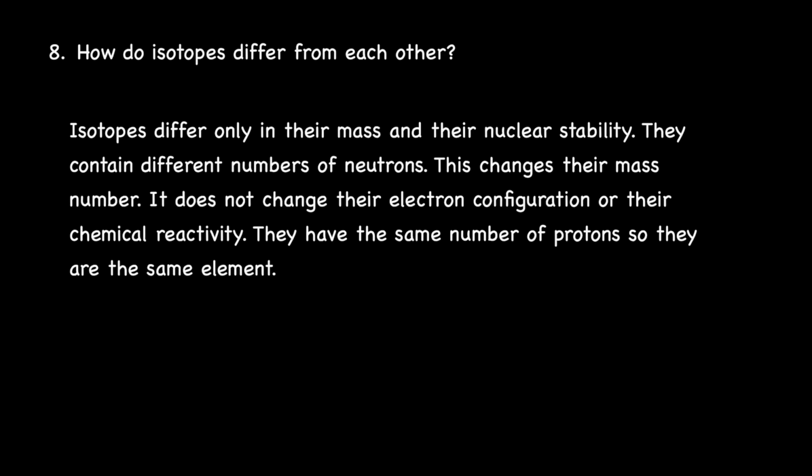Question 8. How do isotopes differ from each other? Strictly speaking, isotopes differ only in their mass and their nuclear stability. They contain different numbers of neutrons. This changes their mass number, but, and this is the most important part for your exams, it does not change their electron configuration or their chemical reactivity. They have the same number of protons, so they are the same element.